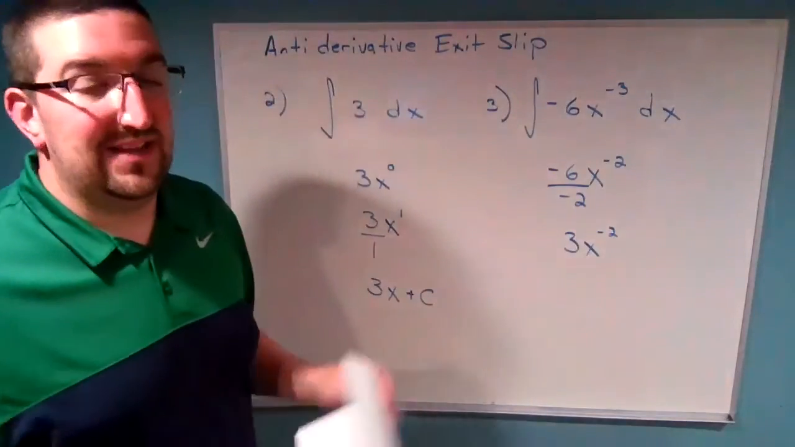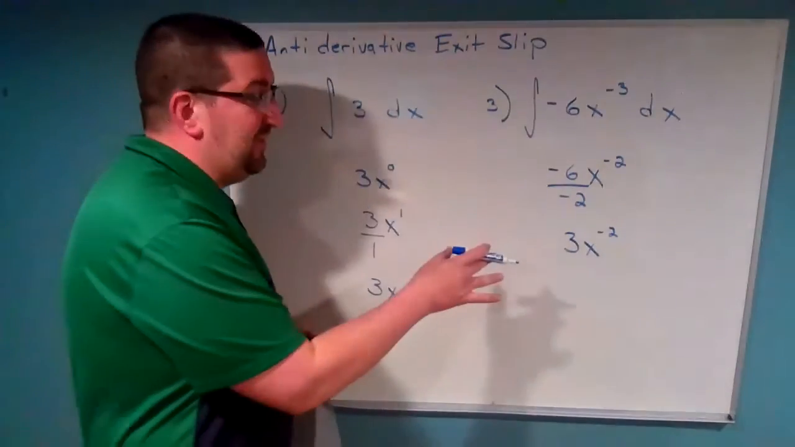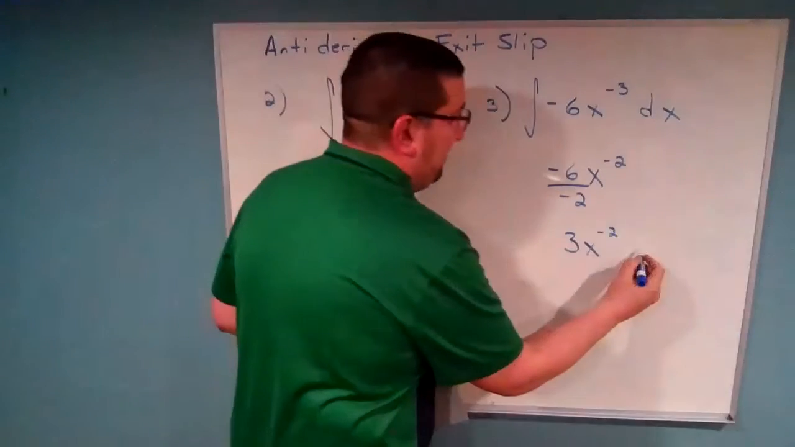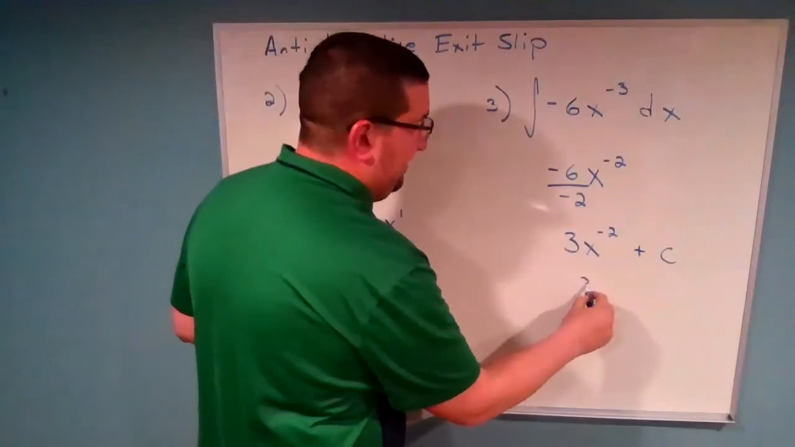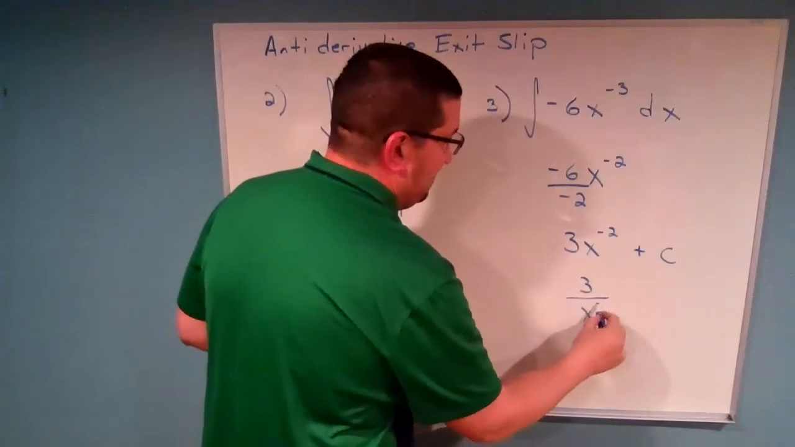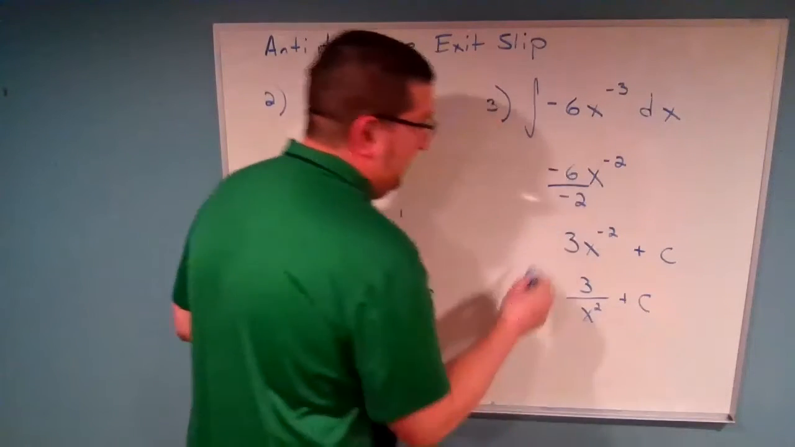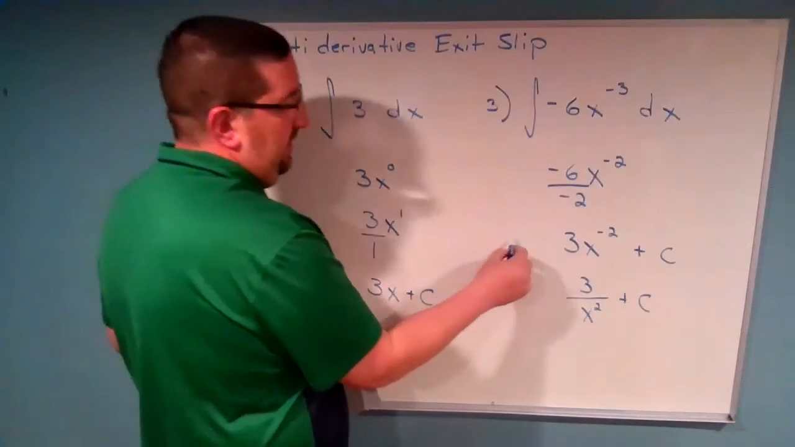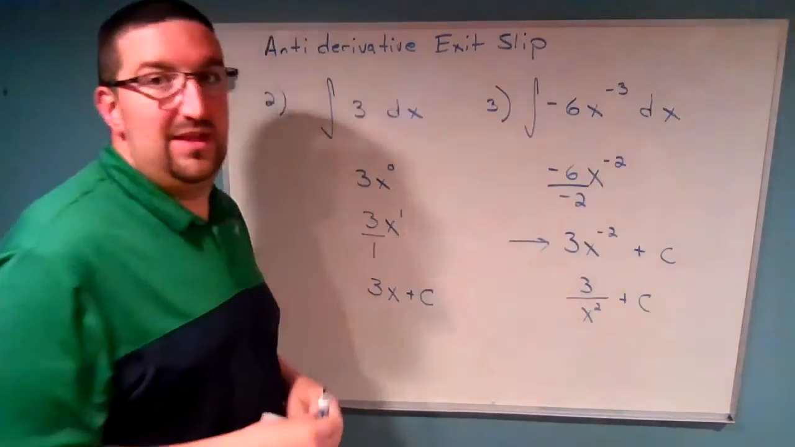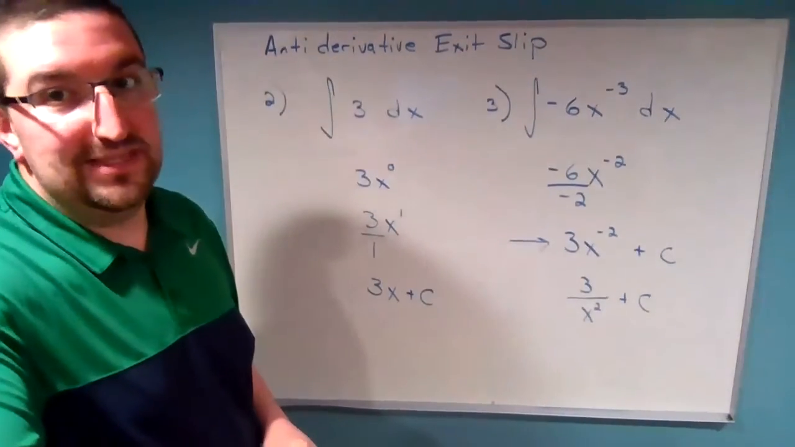Now, 3x to the negative 2, I'm fine with you leaving it like that, but we have to put the plus c. Another way you might leave your answer is 3 over x squared plus c. I'm fine with you writing either of these. This is less work. You can leave it just like that. All right, moving on to some slightly harder problems.